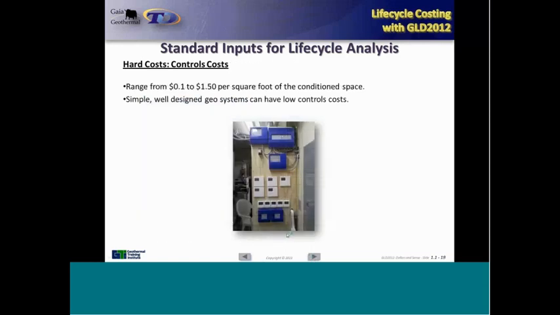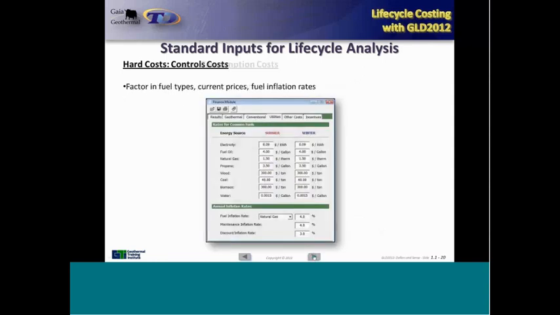The control costs are another hard cost that we can consider. They typically range from as low as 10 cents to $1.50 per square foot of the conditioned space. Really simple, well-designed geothermal systems typically have very low control costs. If you have a very complex system, that could go higher. And again, if you have no idea what the control costs are going to be while you're doing your analysis, especially in the early stages, just zero them out and ignore them. This is a very flexible analysis method. You can choose to include what you want to include and choose to exclude what you don't want to include.